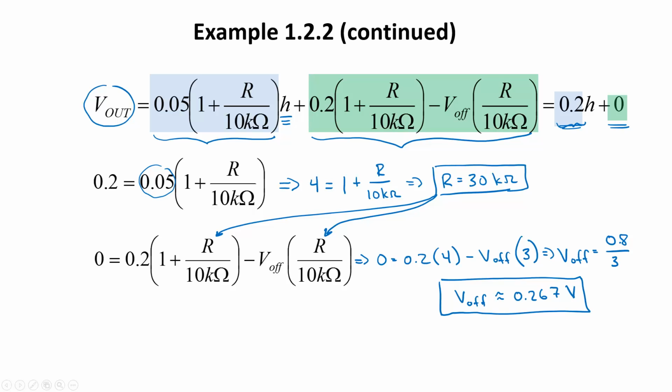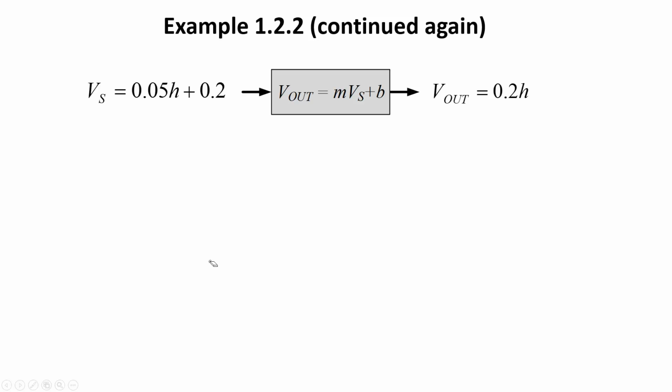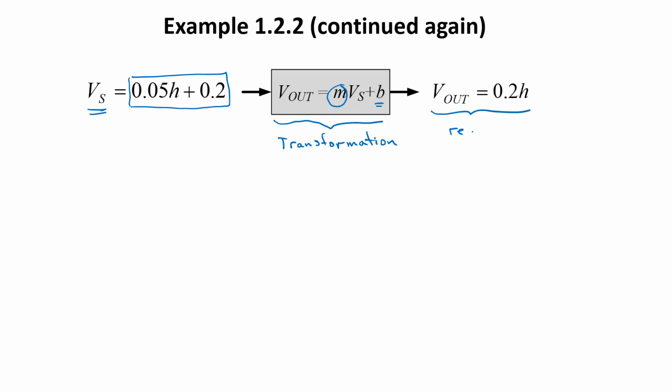Let's take a look at this same problem in a slightly different way, though, as a block diagram. Strictly mathematically, we've got this expression as the voltage out of the sensor. We're creating this circuit, so this is our transformation. This transformation is just linear. It's the same as the equation of a straight line. We have a slope times this voltage V sub s plus a y-intercept. And this is our required response.